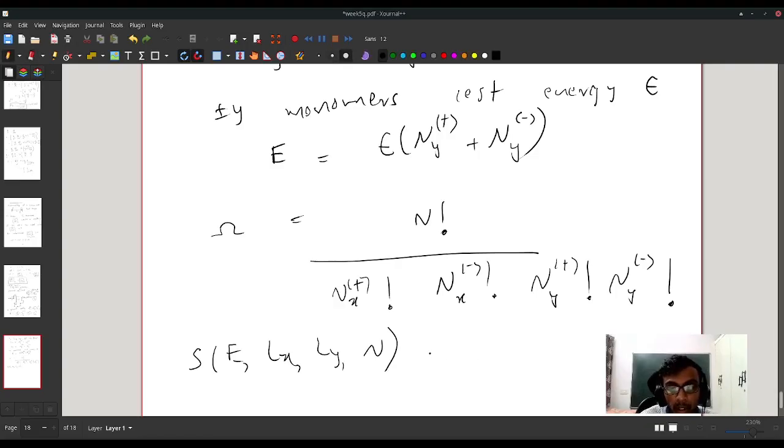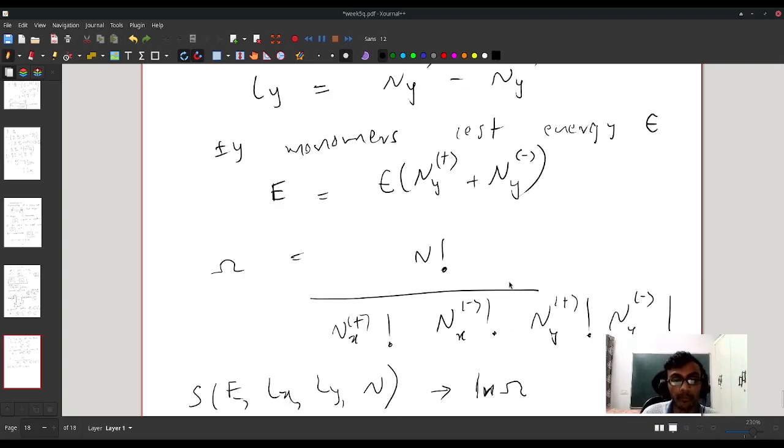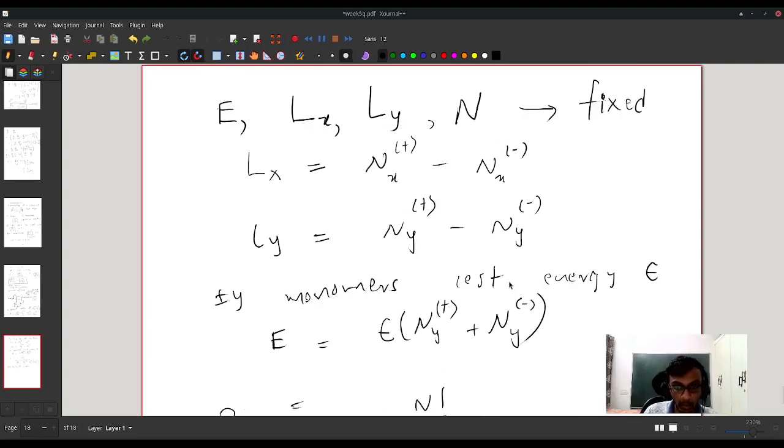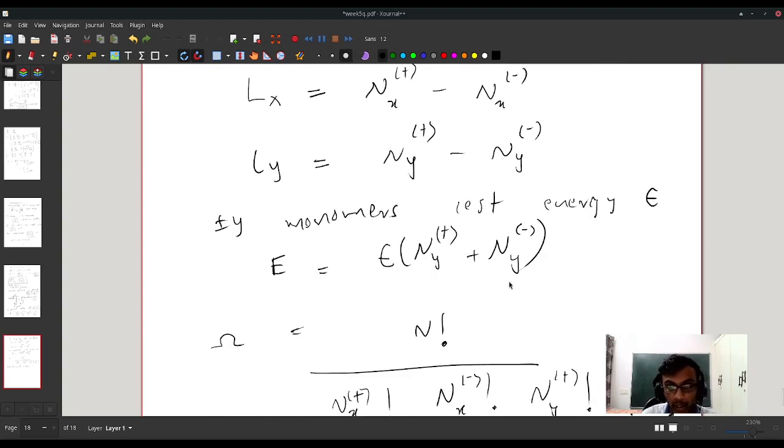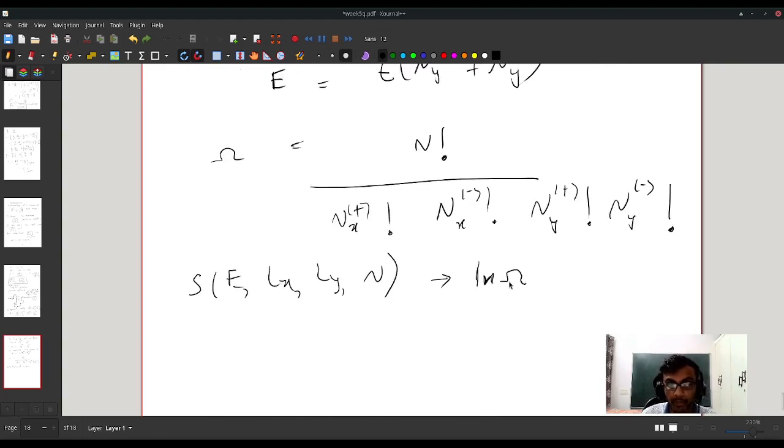So this can be calculated from ln omega, so that can be done. But in the interest of time, I'm not going to do this calculation here. But what will be of interest to us is how the entropy depends on the length of the rubber band.